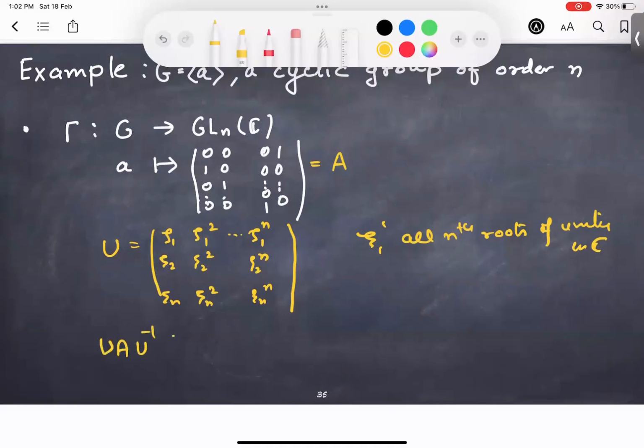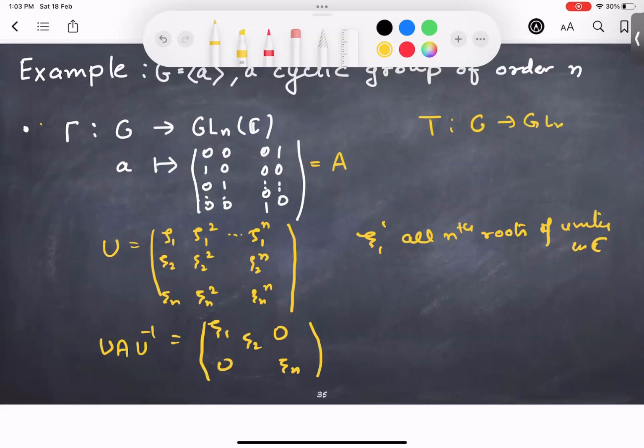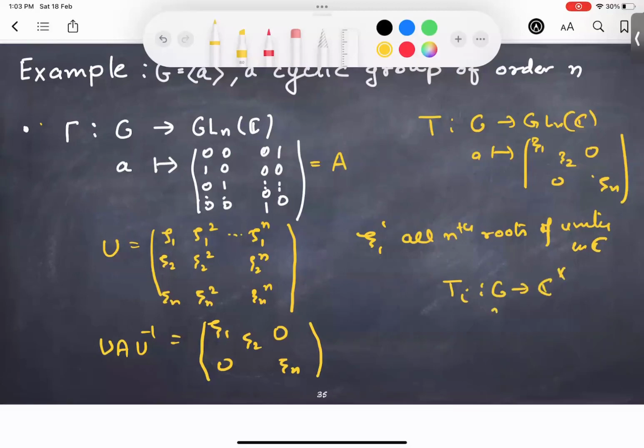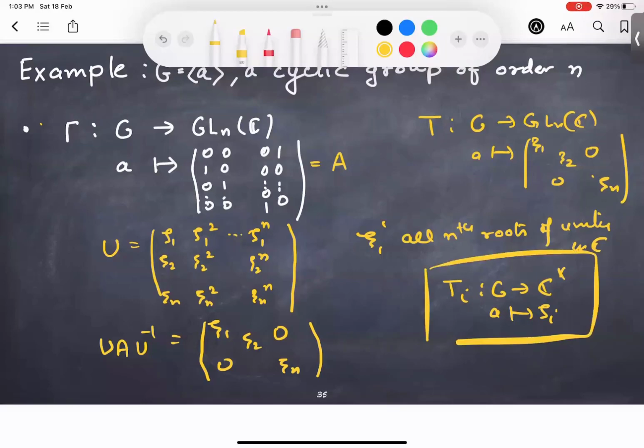And if you calculate U A U inverse, then it is zeta 1, zeta 2, ..., zeta n on the diagonal. So this representation is equivalent to this representation, G to GL_n(C), which is A going to zeta 1, zeta 2, ..., zeta n on the diagonal. And this is a direct sum of these one-dimensional representations of G, A going to zeta i. Each A going to zeta i is a one-dimensional representation, and this T is a direct sum of these representations. So the regular representation is equivalent to the direct sum of these n linear representations. This is coming from the determinant of the circulant matrix factoring into a product of n linear factors. So it is connected with that.